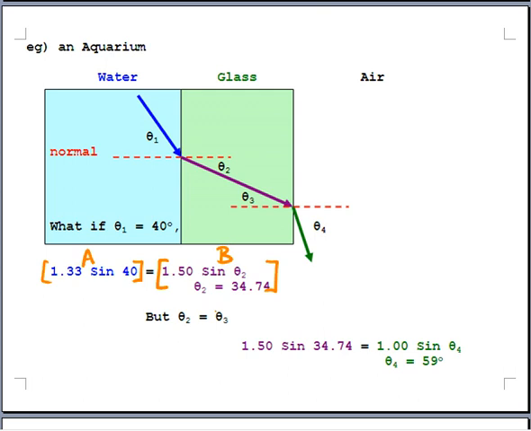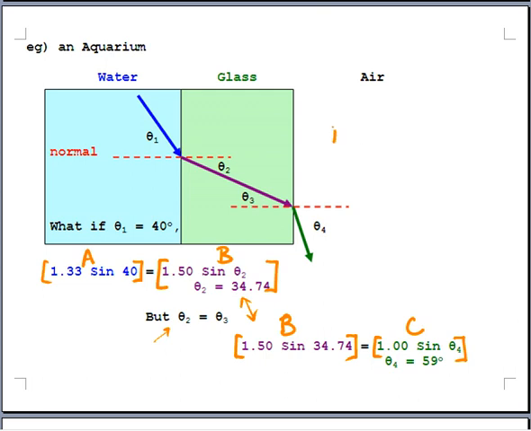Because angle 2 equals angle 3, then this right here, 1.50 sine 34.74, those two things are the same. So that's also like saying, hey, let's call it B. And that means this thing here, 1.00 times sine 59 degrees, is C. And you might be looking at this going, what is he talking about? But you've seen things like this before.